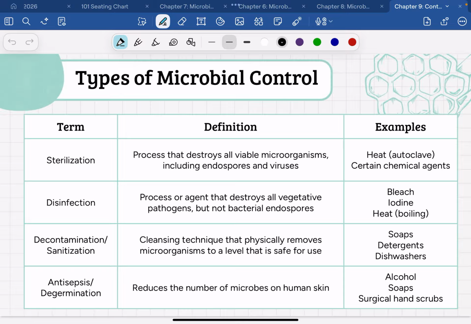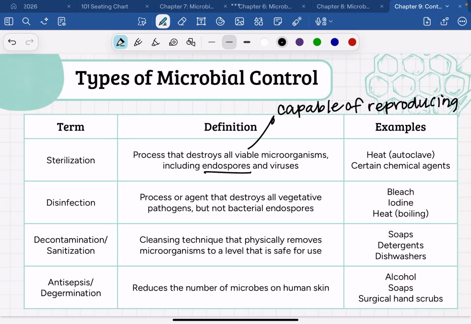And I'm guilty of it too. I still say sterilized baby bottles, even though I know in my microbiology brain that that's not true, okay? But just keep in mind for this test and this part of this class, you have to get the words right. So sterilization is a process that destroys all viable microorganisms. Viable means capable of reproducing. And this specifically includes endospores.